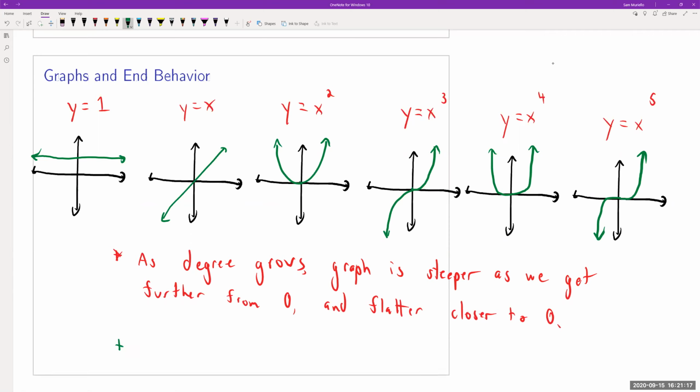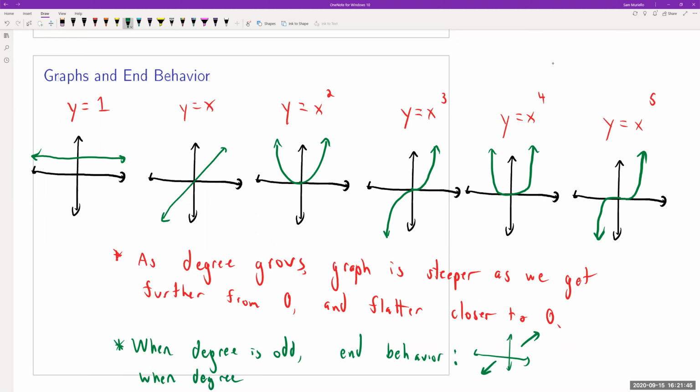The other observation is this alternating pattern of odd and even, giving us the bowl shape or the wiggle. So when degree is odd, the end behavior looks like this. And when the degree is even, the end behavior will look more like this.